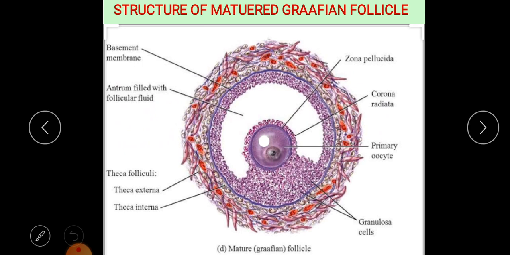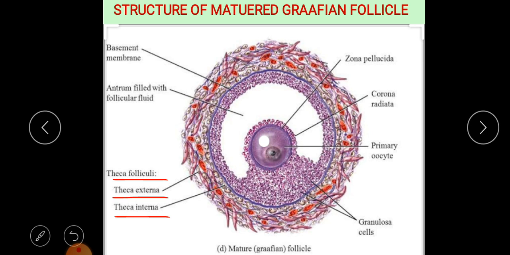If you see the diagram here, the structure of the Graafian follicle, you can see the development of the thecal formation, and it is spherical to oval in shape. You will also see the wall of this Graafian follicle is made up of the theca folliculi, or the thecal layer we can call. One is the theca externa, and another one is the theca interna. Okay, so what is this theca externa and theca interna?